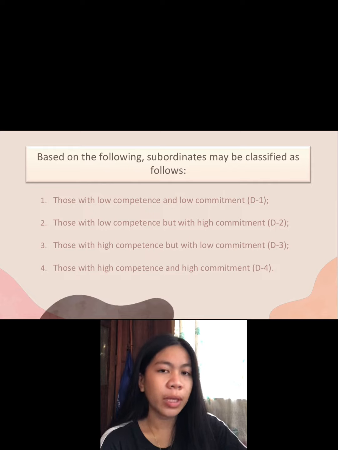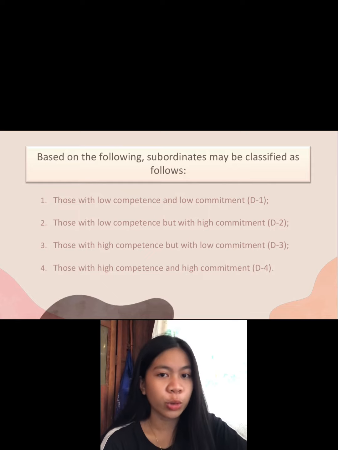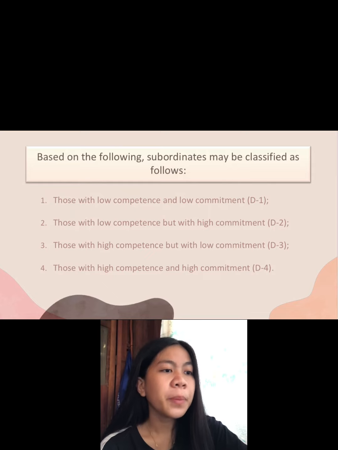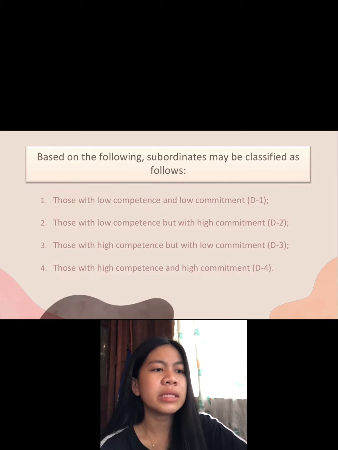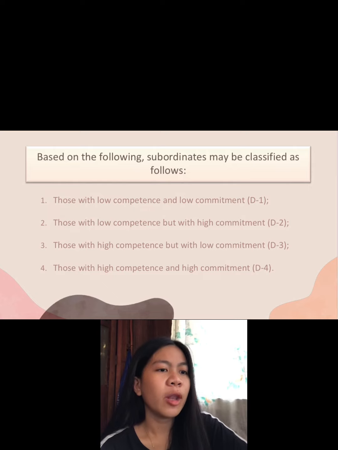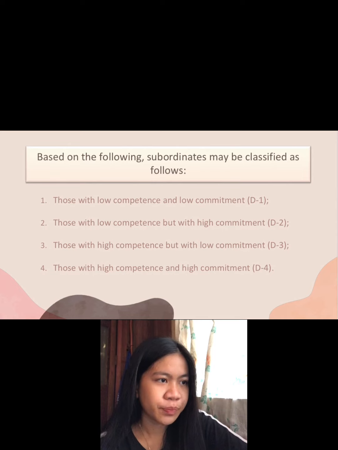So, based on the following, subordinates may be classified as follows. First, we have those with low competence and low commitment will belong to D1. Those with low competence but with high commitment, D2. Those with high competence but with low commitment will belong to D3. And lastly, we have those with high competence and high commitment will belong to D4.